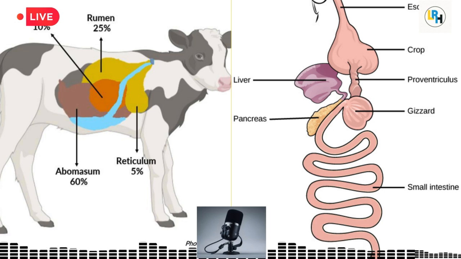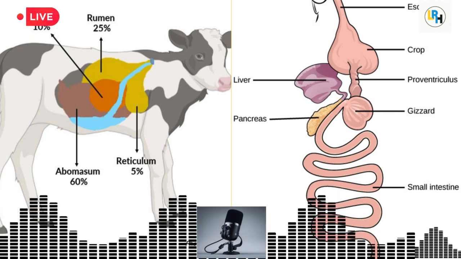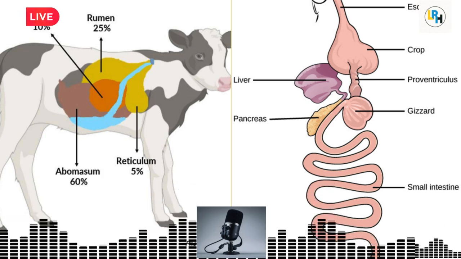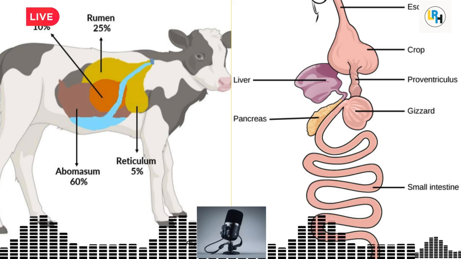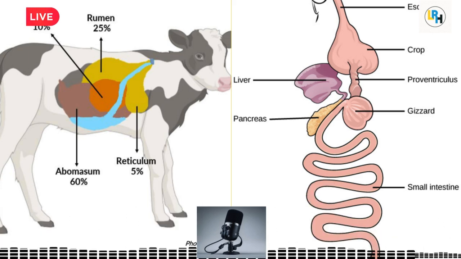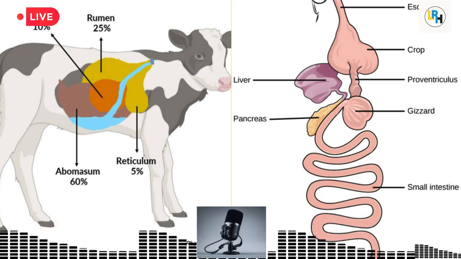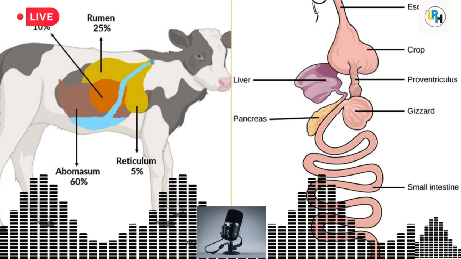Ruminants. Examples include cattle, goats, and sheep, etc. Monogastric animals. Examples include pigs and dogs. Poultry or monogastric herbivore. Examples include chicken, ducks, and turkey, etc. So these are some categories with examples of domestic animals.